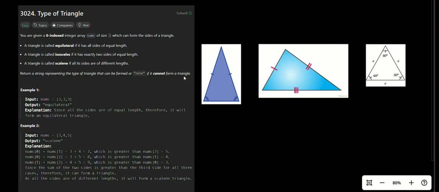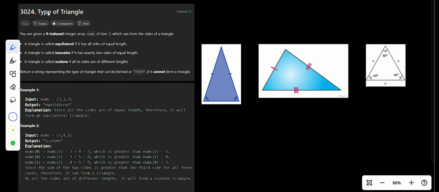So today's problem of the day for LeetCode is Type of Triangle. This is one of the easiest problems I think I have ever encountered in LeetCode. But there is a catch, and that catch I also did not see the first time when I was reading the question. So let's read the question first.